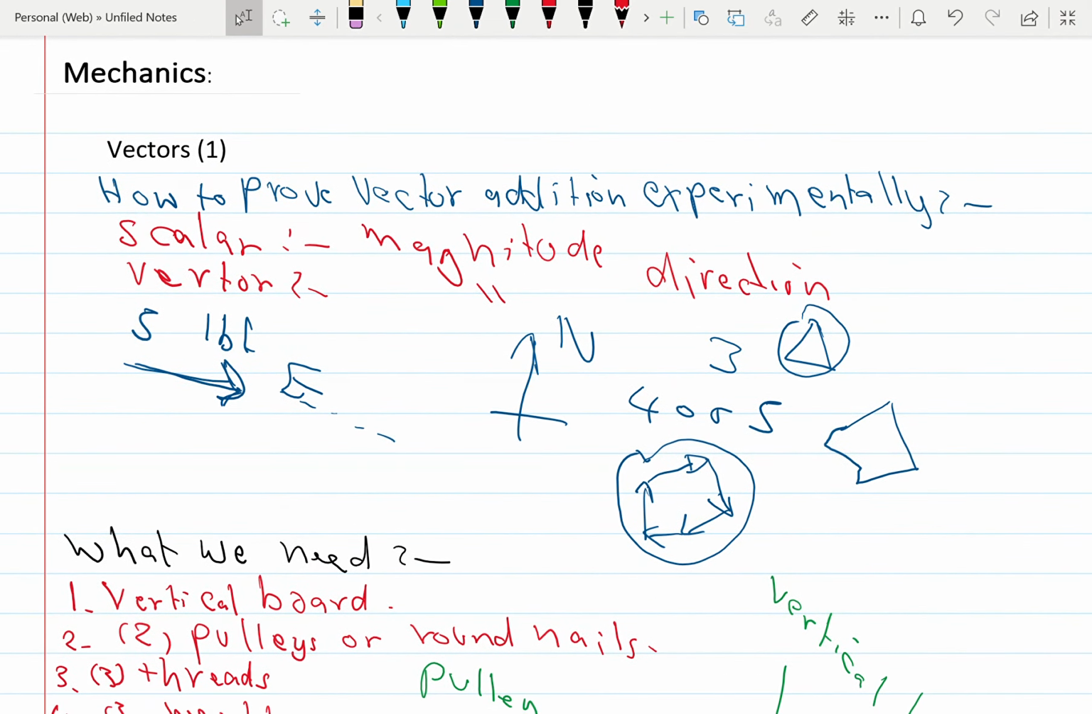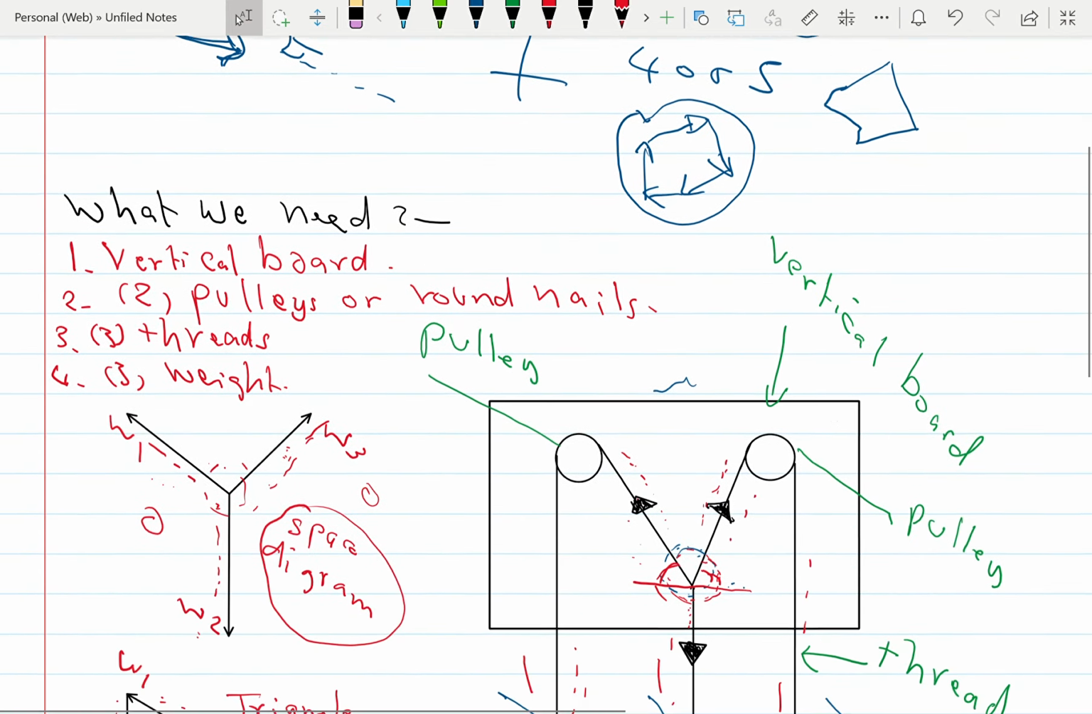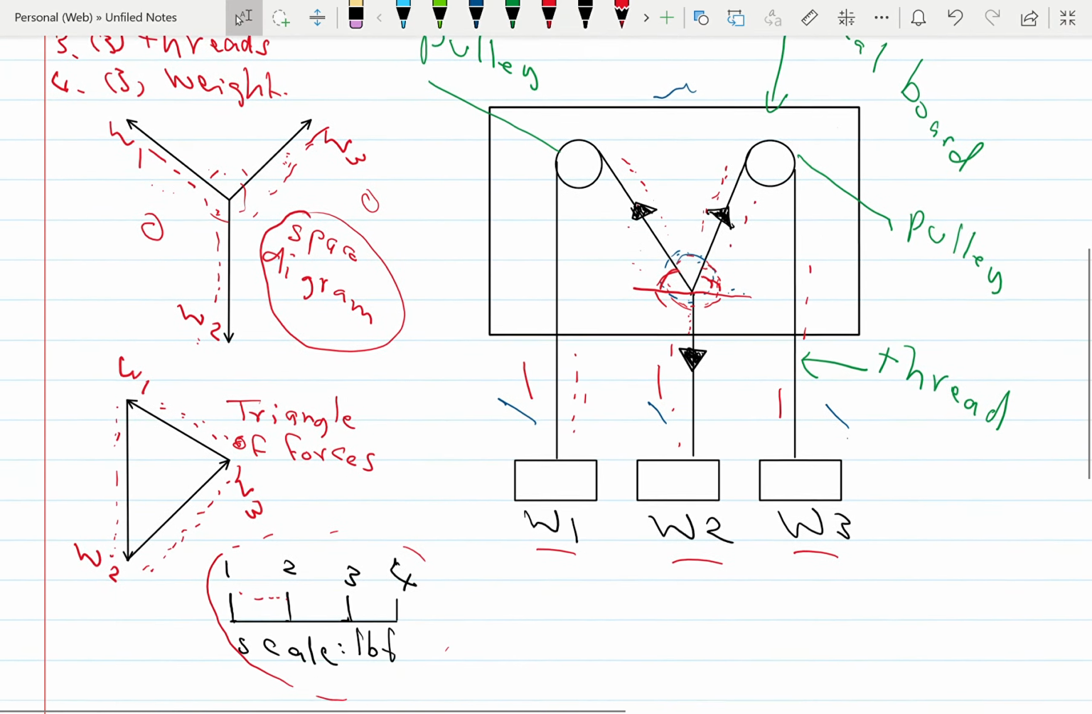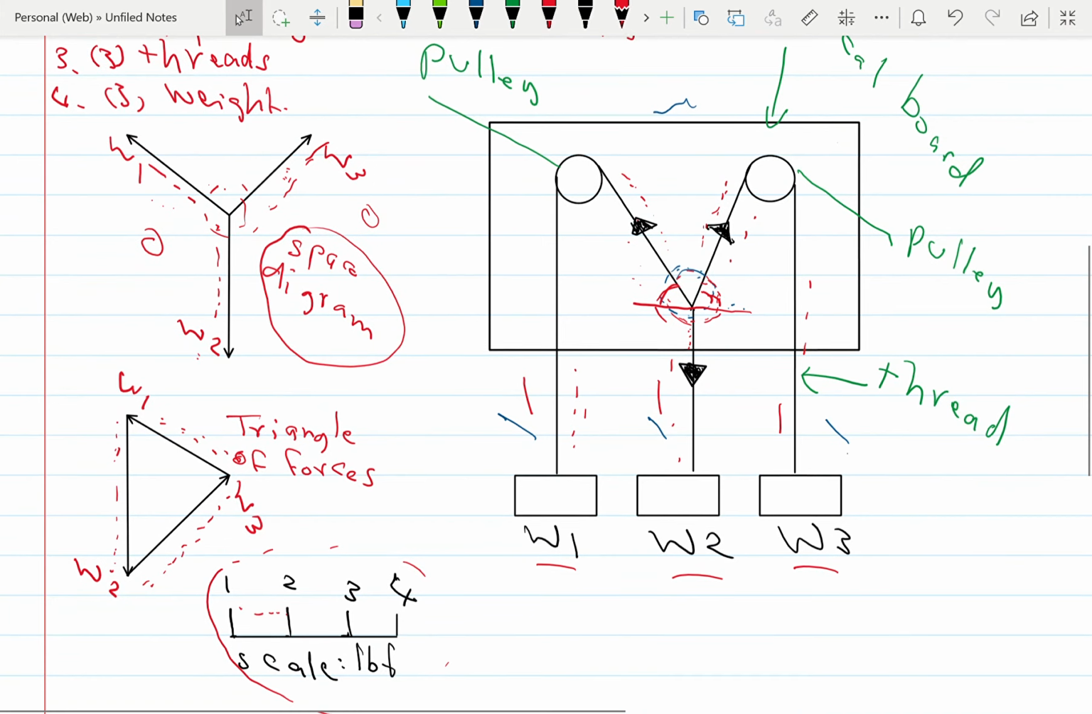vector addition experimentally and mathematically or graphically. So this is the way that you can prove it in the lab.